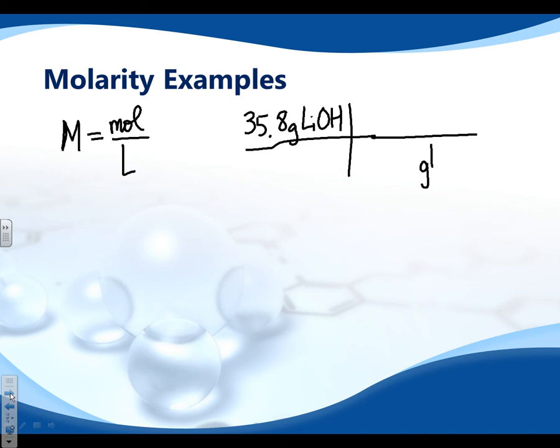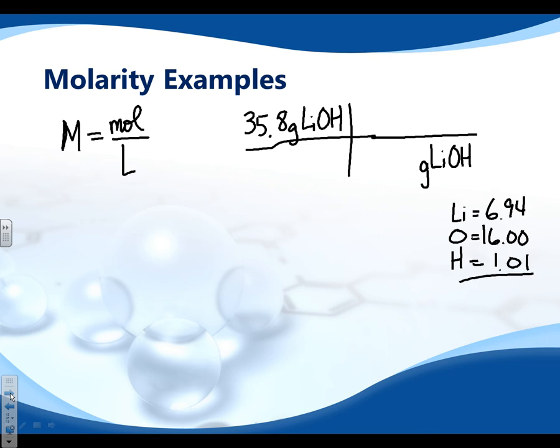So using stoichiometry and dimensional analysis, I can figure out one lithium atom, one oxygen atom, and one hydrogen atom. Find the mass of all of those. Lithium is 6.94, oxygen is 16, hydrogen is 1.01. Add all of that together, that gives me a mass of 23.95. So if I had 1 mole of lithium hydroxide, it would have that mass. So there's my stoichiometry. 35.8 grams divided by 23.95 will give me the number of moles that I have.